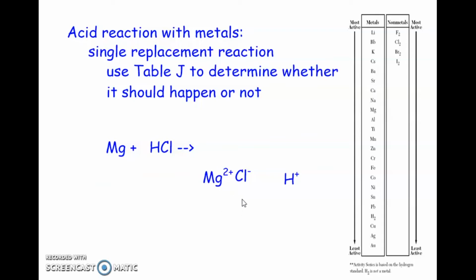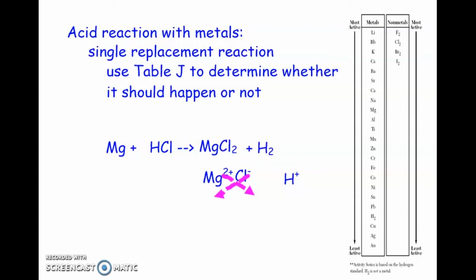To figure out the subscripts for an ionic compound, I want to look up the charges, which I've already done, and crisscross them. So that +2 tells me I need 2 chlorines. The -1 tells me I need 1 magnesium. So we're going to form magnesium chloride as the ionic compound. And then hydrogen is off by itself.